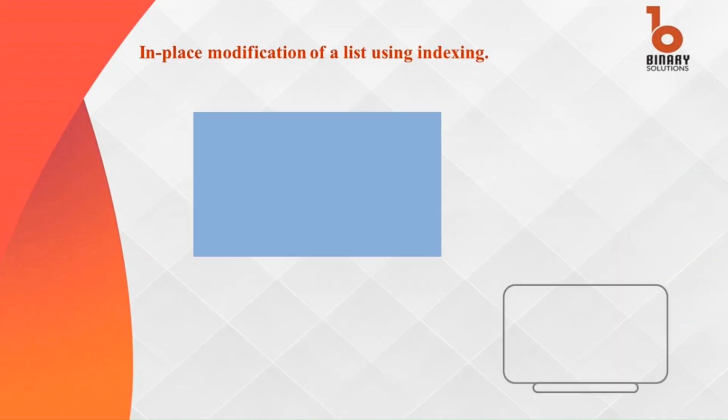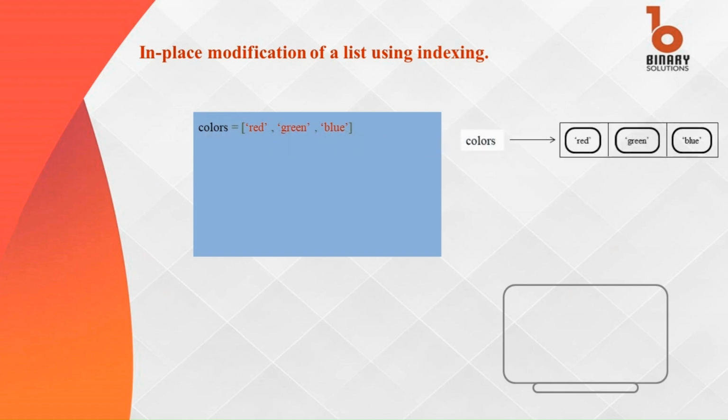In Python, in place modification of a list using indexing allows you to change the value of an element directly within the list. The animation demonstrates this concept in two steps. In the first step, the list is modified in place by assigning a new value to a specific index, such as colors[1] = "yellow", which changes the second element of the list to yellow without creating a new list.